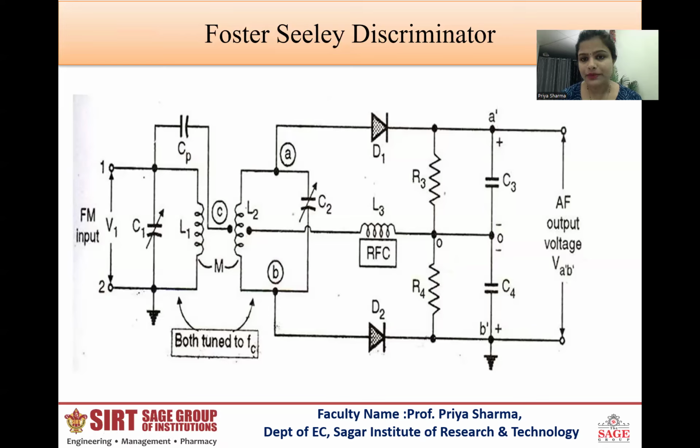Coming to the principle and operation of this Foster-Seeley discriminator. This Foster-Seeley discriminator is also known as phase discriminator. Okay, students? So, coming to the operation, even though the primary and secondary tuned circuits are tuned to the same center frequency, the voltage applied to the two diodes D1 and D2 are not constant. They vary depending on the frequency of the input signal. This is due to the change in the phase shift between the primary and the secondary windings depending on the input frequency.